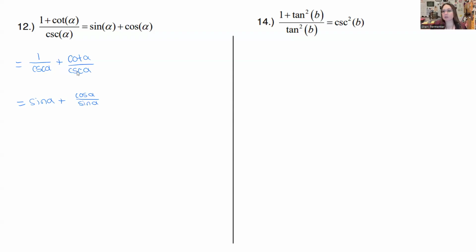Cosecant. Let's put that in terms of sine or cosine. One over sine. What happens when the denominators match? So I'm left with, hey, what am I left with? Yep.